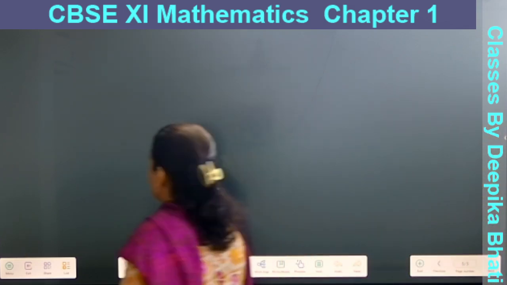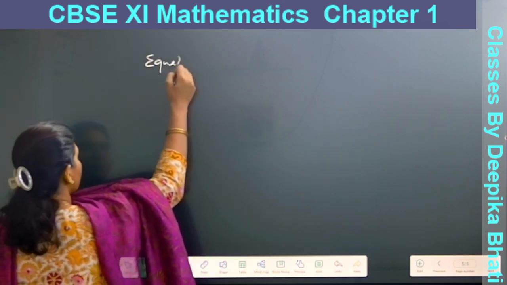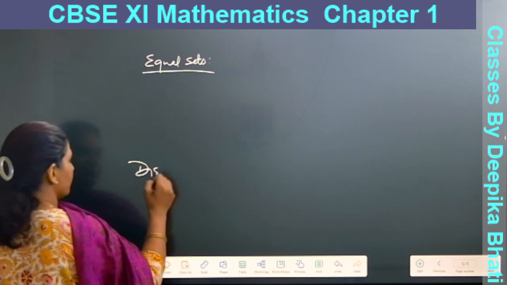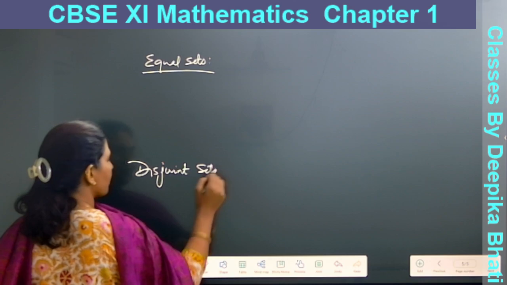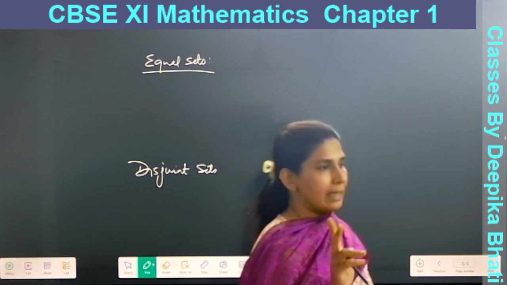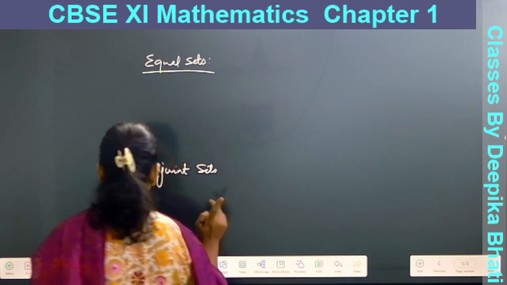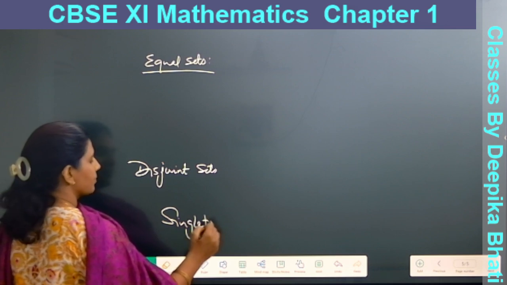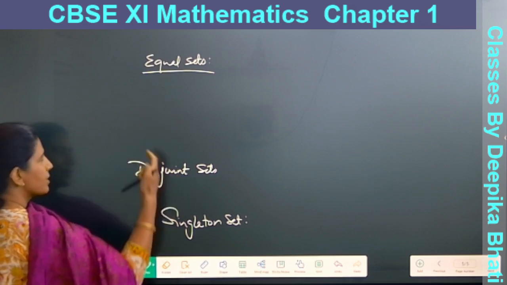We are left with two more types, equal sets and disjoint sets. In types of sets we have done finite set, infinite set, null set, and one more set I have left with, singleton set. अभी करते हैं क्या होता है ये singleton set, equal set, disjoint set.